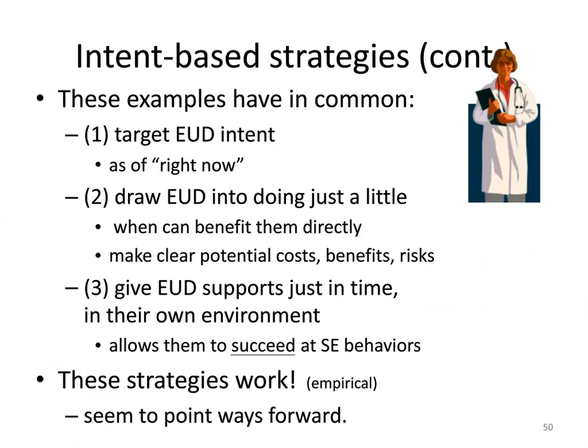So these three strategies all have something in common that we can learn from. These things all kind of stem from the model of attention investment as well. First, targeting end-user intent as of right now. All three of those strategies have that in common. Second, drawing the end-user developer into doing just a little when it can benefit them directly, by making clear the potential costs, benefits, and risks. And third, giving the end-user developer supports just in time in their own environment, in a way so that they can actually succeed at some little incremental thing that they do.